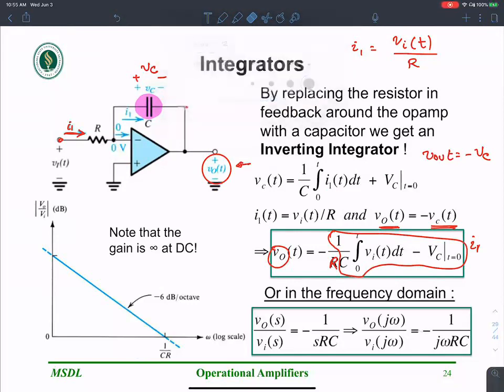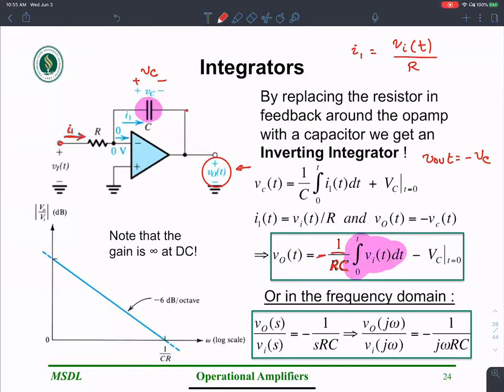If I express this in the frequency domain, this integral converts to a 1 over s. The rest is all the same. There is 1 over RC here, and a negative term coming in there. This is called the transfer function, V output of s over V input of s. It's a single pole behavior. Remember, there is a negative 20 dB per decade roll off. The gain at DC, what is the gain at DC?